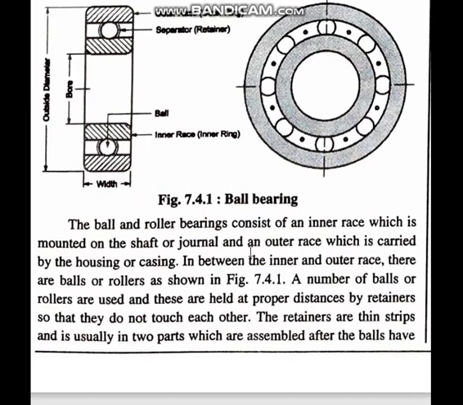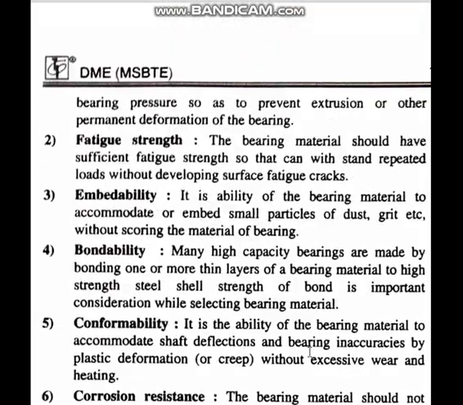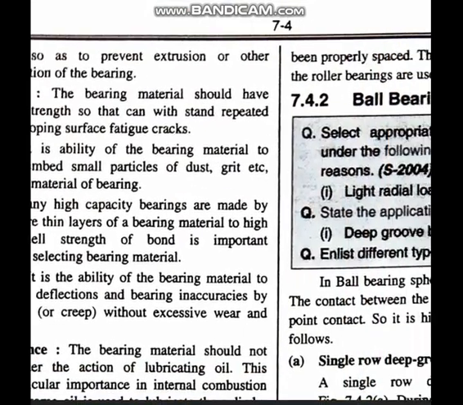Okay, ball and roller bearings consist of an inner race, which is mounted on the shaft or journal, and an outer race which is carried by the housing or casing. In between the inner and outer race, there are balls or rollers. If ball bearing, this will be ball, and if roller bearing, there will be roller. A number of balls or rollers are used, and these are held at proper distances by retainers so that they do not touch each other. The retainers are thin strips and usually in two parts which are assembled after the balls have been properly spaced.